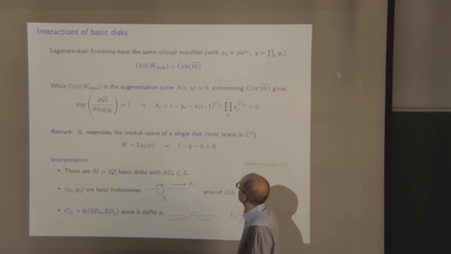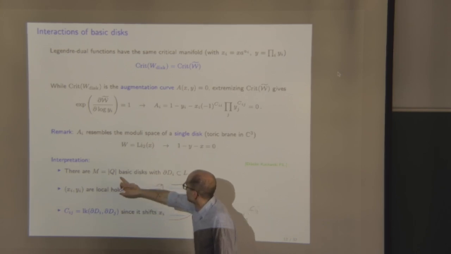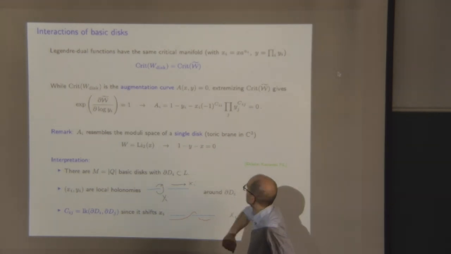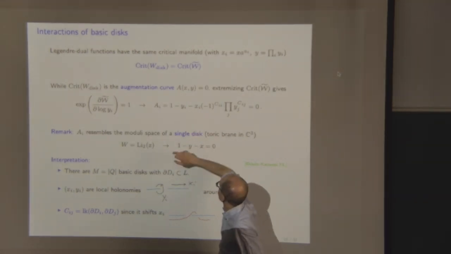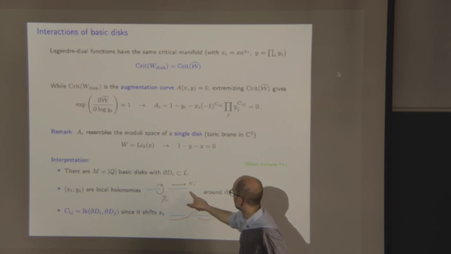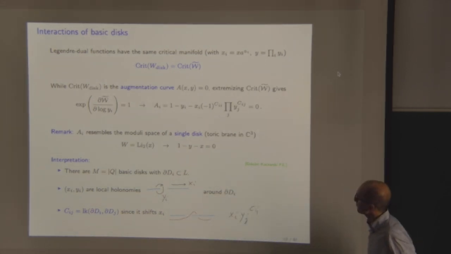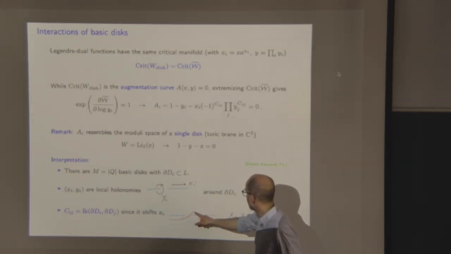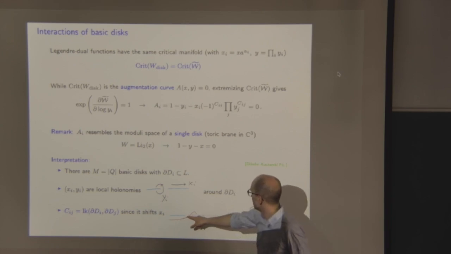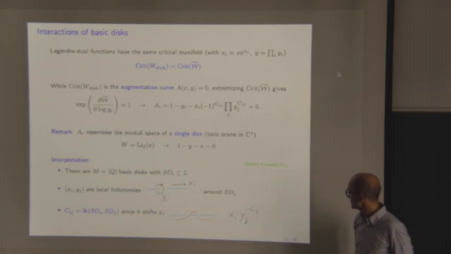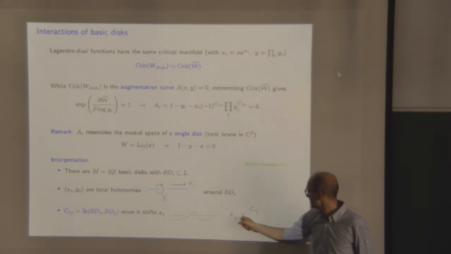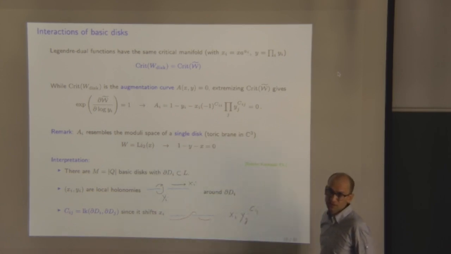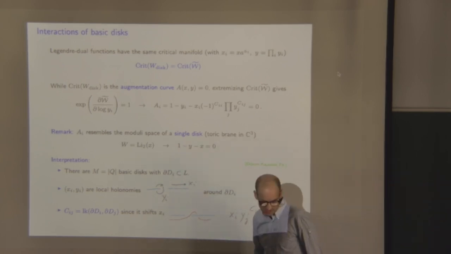The interpretation is that there are basic disks. There is one for each vertex of the quiver. And each of these basic disks has a boundary on our Lagrangian where the xi and the yi are local holonomies. So xi are the longitudes and yi's are the meridians, just like in this example. But then what happens is that if disk i links with disk j, then its longitudinal holonomy gets corrected by the meridian of disk j. So it picks up a shift. Instead of xi, it is xi yj to the cij. And so that tells you that these numbers cij should be linking numbers of the basic disks. So that's the interpretation.